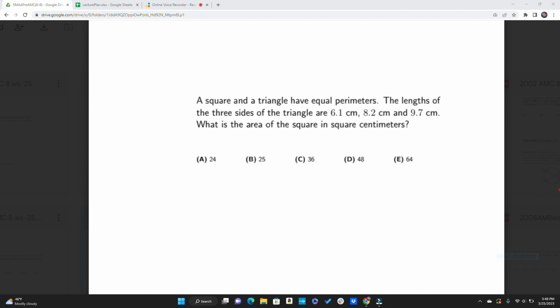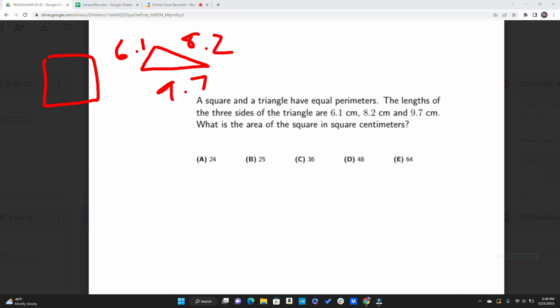A square and a triangle have the same perimeters, and the lengths of the three sides of the triangle are 6.1, 8.2, and 9.7. We want to know the area of the square. Okay, so if we have our square and our triangle, let me draw this out, here's a square, here's our triangle. If they have the same perimeters, that means the lengths of their sides need to add up the same, right? So our triangle has sides 6.1, 8.2, and 9.7. Adding those up, that adds up to 24. So that means all of the sides of our square need to add up to 24.